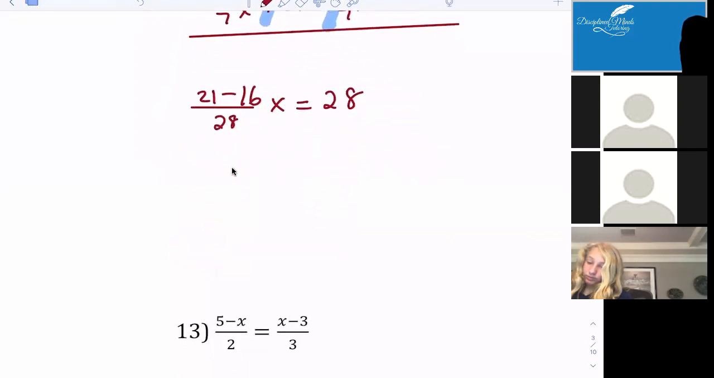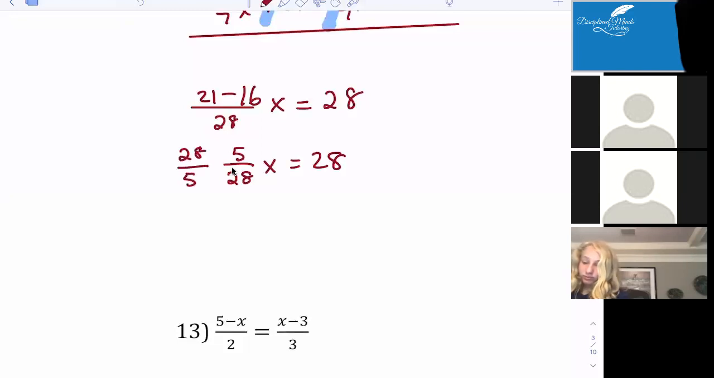What's 21 minus 16? So now I have 5 over 28x equals 28. Now, Tucker, which is? 28. Yeah, this is kind of ugly. So x equals 196 times 4, 800, 700, and 76. So let me do that real quick.